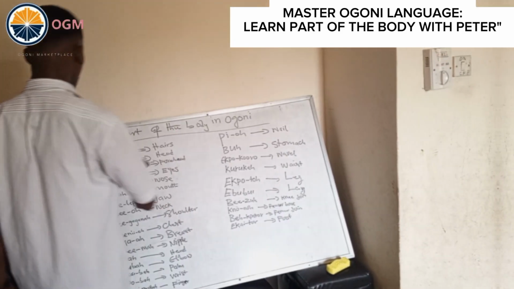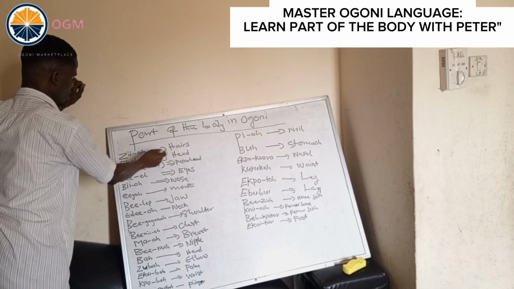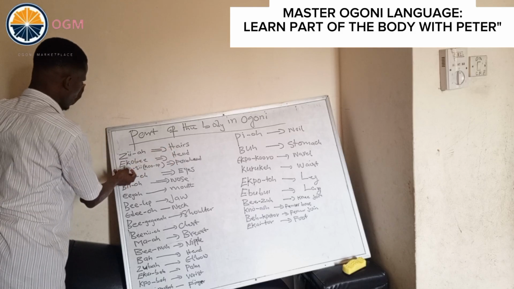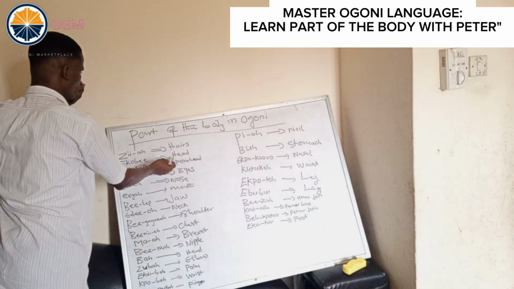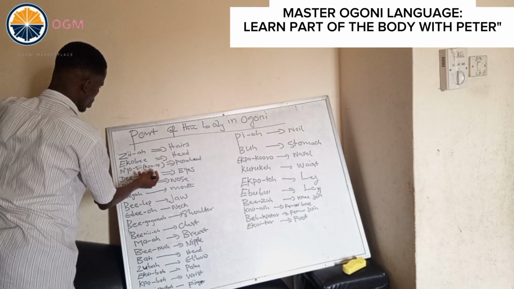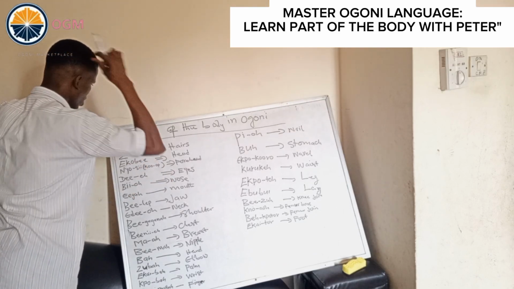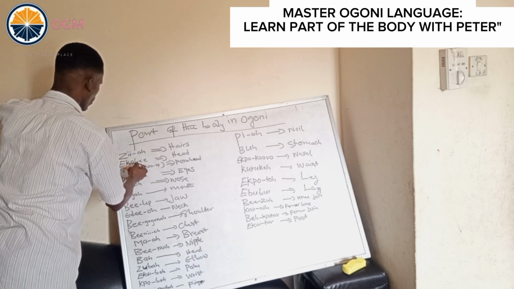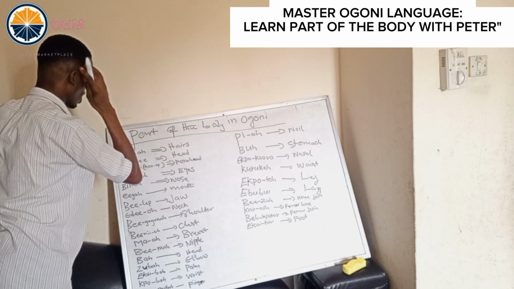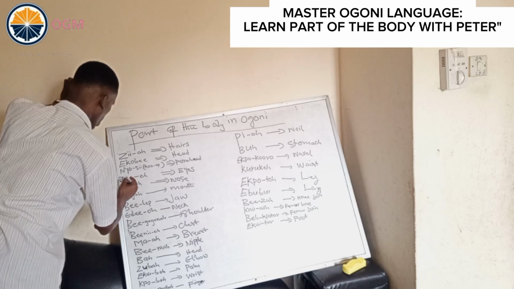So here we have Zia. Zia is hair. We have Ekobe, which is head. We have Yonsin, which is forehead.